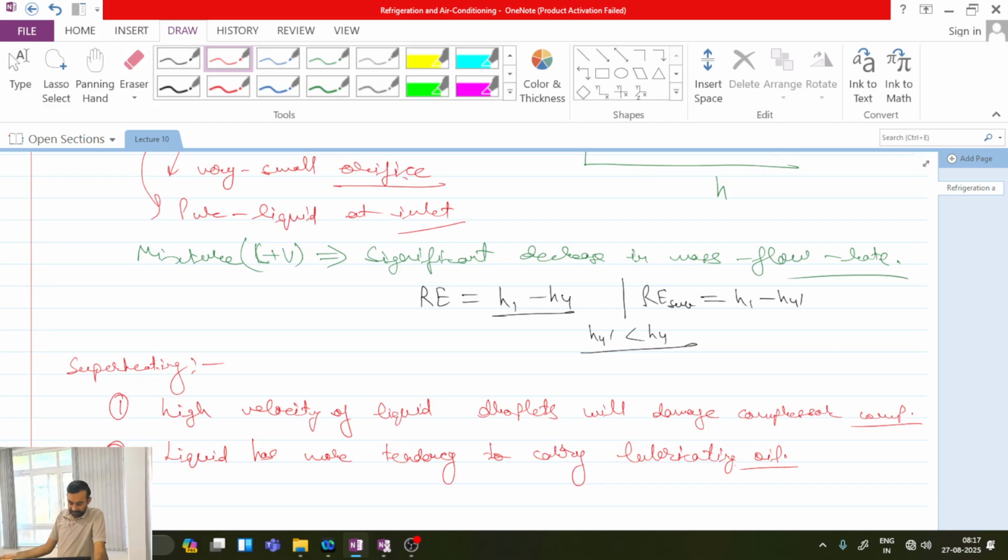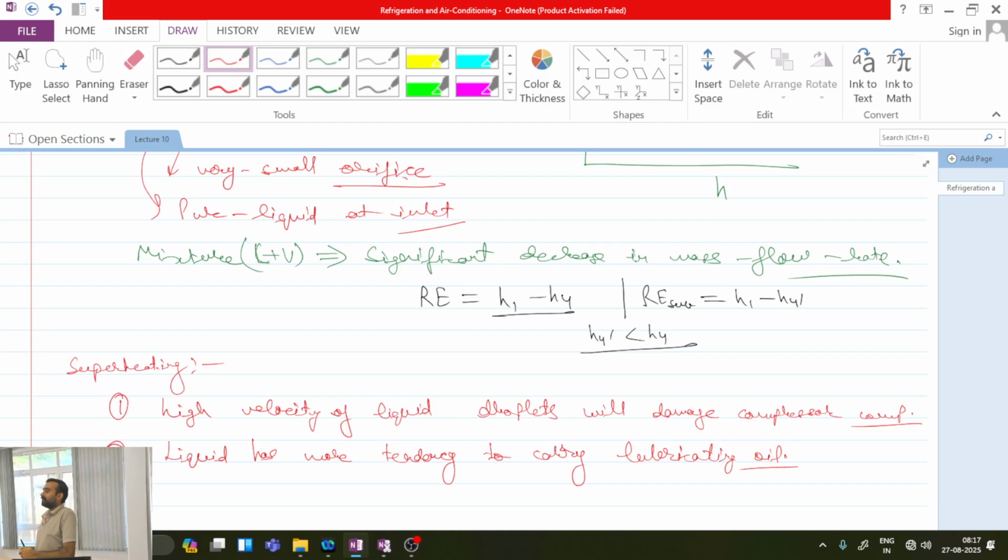Okay, and of course we also know that if some liquid droplets enter with the vapor, then during the compression stage we will find some point where the pressure within the compressor will suddenly increase.